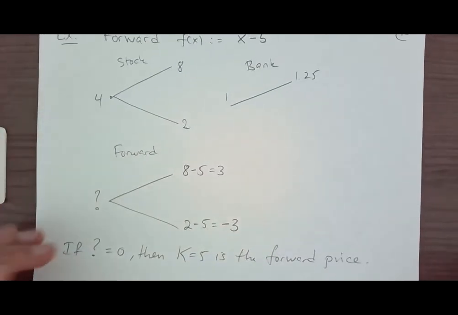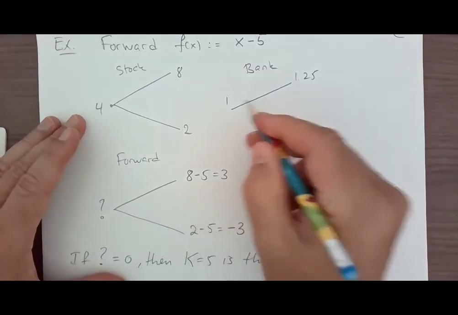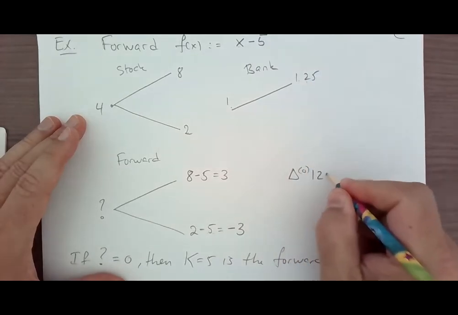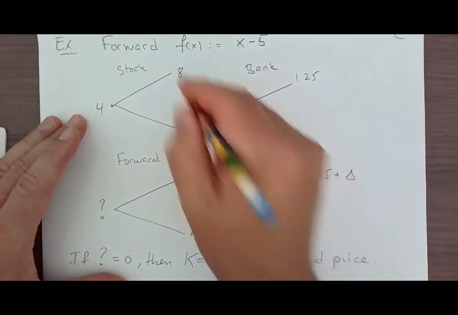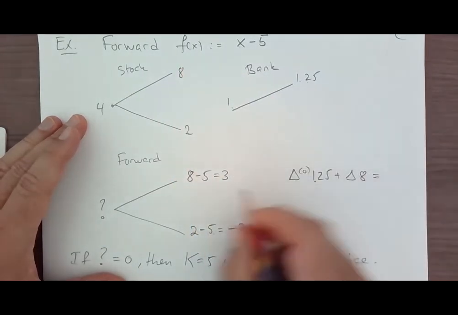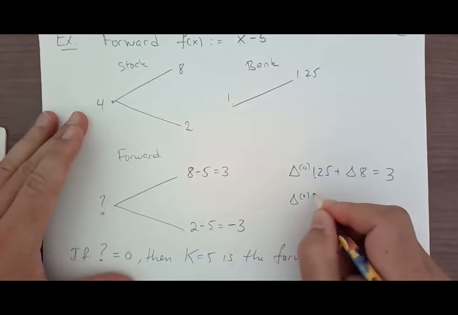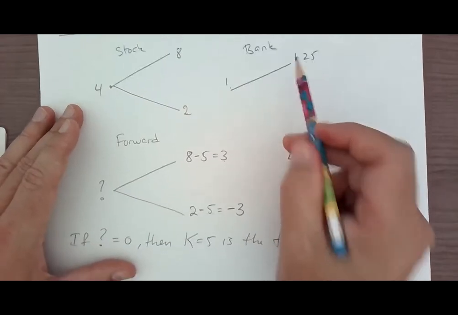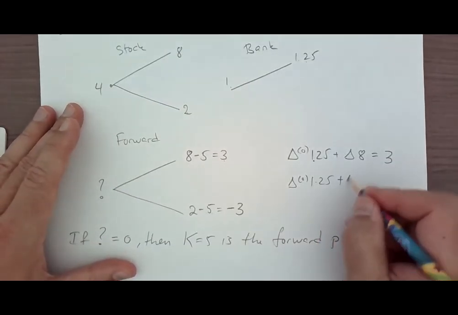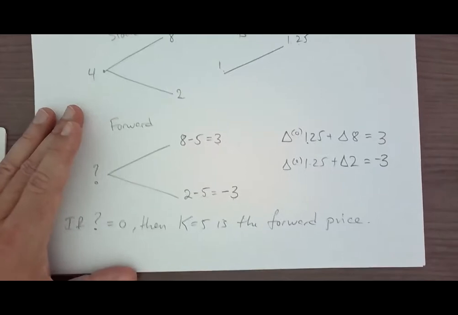Okay, you set up the replicating portfolio just as before. We'll have my investment in the bank times 1.25 plus the investment in the stock in the upstate. That's going to be delta times 8. I want this to be 3. I want the other one in the downstate, always getting 1.25 out of the bank. In the downstate, I'm going to get delta times 2. I want that to be minus 3. I solve, and what is the solution?